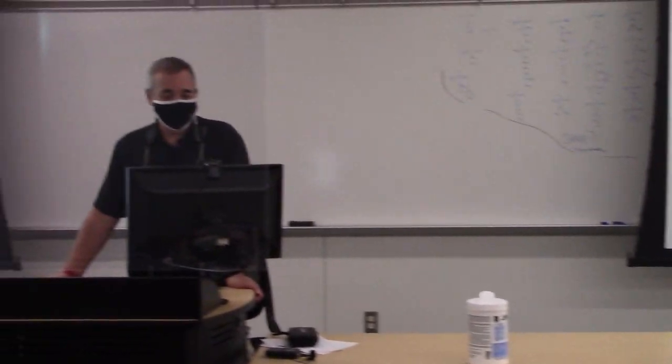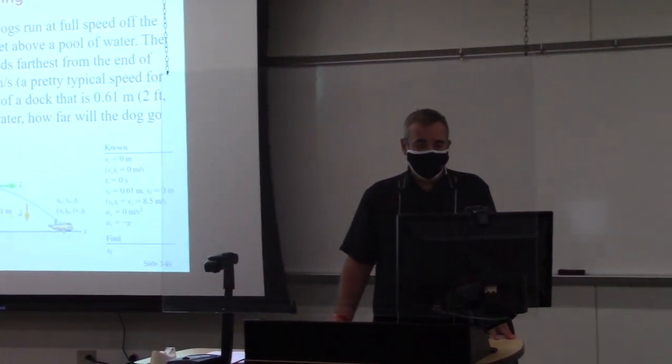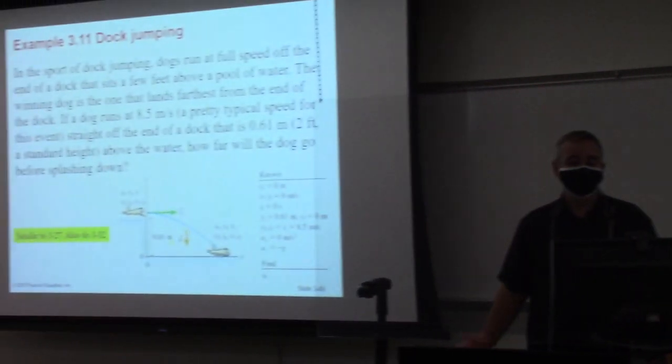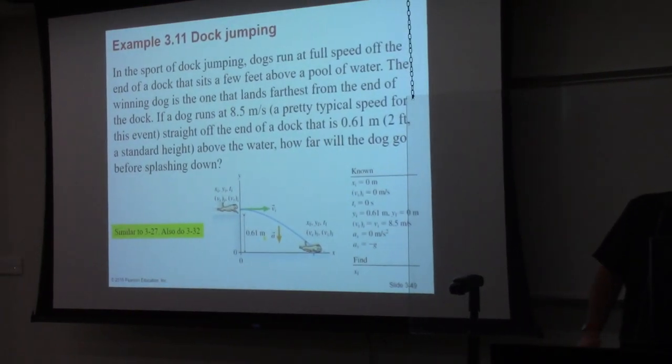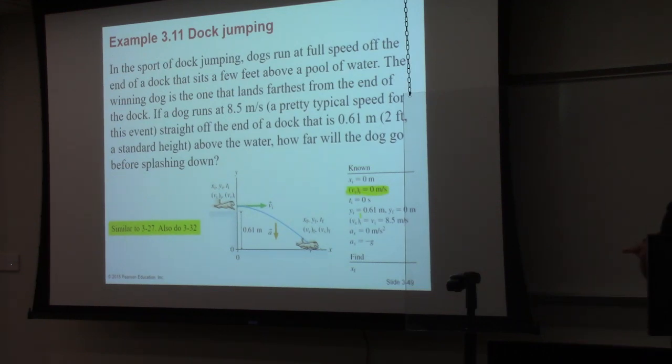So if a dog runs at 8.5 meters per second, straight off the end of a dock that is 0.61 meters, about 2 feet, above the water, how far will the dog go before splashing down? So you see the picture there. Here's the dog running horizontally. Horizontally means that the initial velocity in the y is 0. It would be nice if they just said that, right? But horizontal means initial velocity in the y is 0.